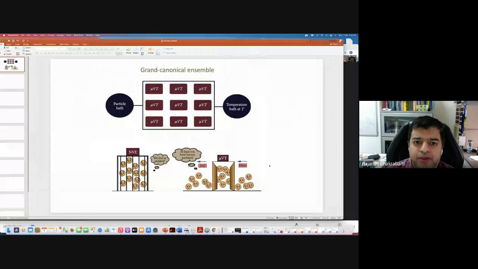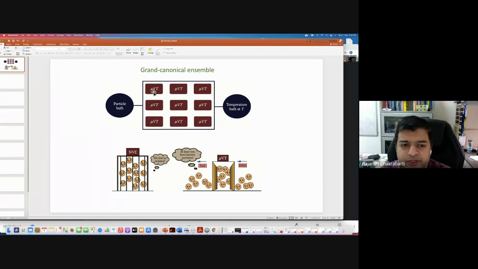So the grand canonical ensemble is as follows. Here the number of particles can fluctuate, can vary. So N is not constant. What is constant? Temperature and V. How do you make temperature constant? You know that you have to couple this with a temperature bath, as we did in the case of the canonical ensemble. But N is fluctuating, but there is something which is constant. This is called the chemical potential.